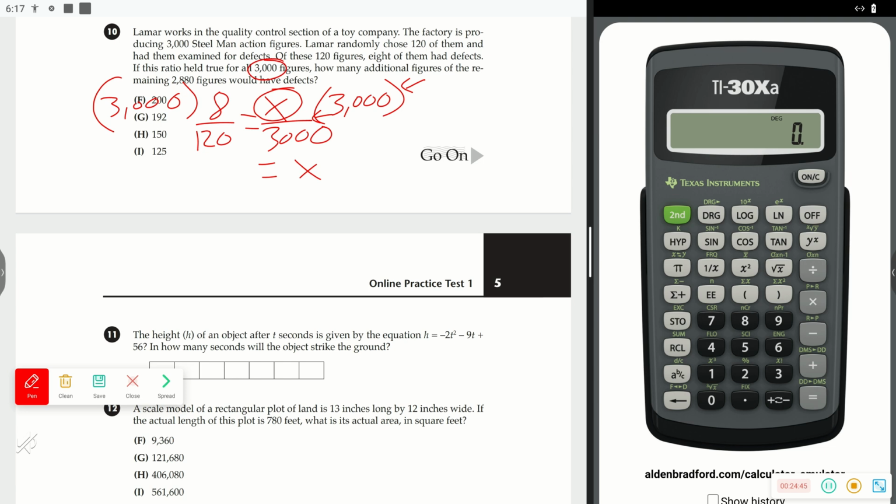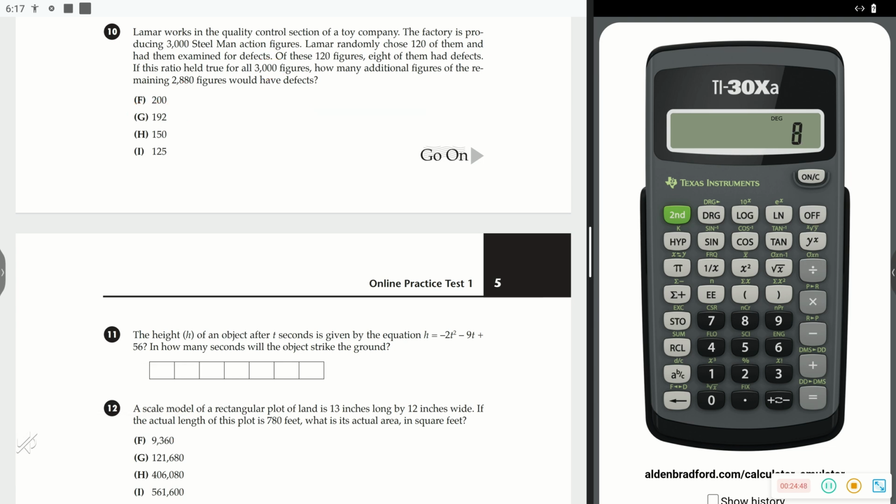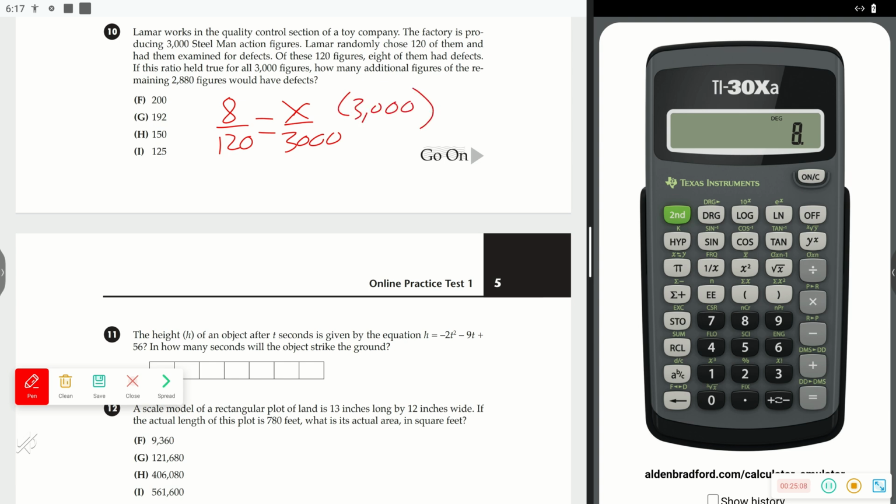So I'll try and use my calculator over here. We're going to do 8 divided by, oh, it cleared it. Let me rewrite it real quick what we had. We had 8 divided by 120 equals x divided by 3,000. And then we were multiplying both sides by 3,000. We have to multiply this side by 3,000. So if we do 8 divided by 120, and then we multiply that by 3,000, we end up getting x equals 200, right? And the first time I did this, that's actually what I thought the answer was.